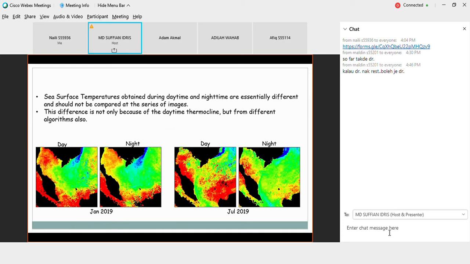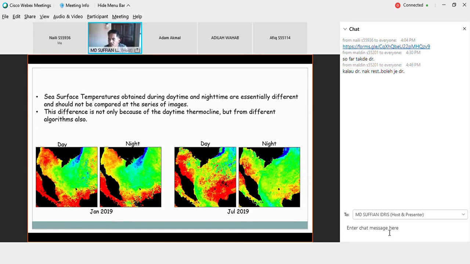Yang kadang-kadang bergantung kepada you punya application sama ada you nak pakai waktu siang ataupun waktu malam. So kalau you tengok perbezaan di antara siang dan malam, dia ada banyak perbezaan. Terutamanya di kawasan tropical kat kawasan kita dia ada diurnal temperature gradient. So the difference of temperature between day and night in the tropical region can reach up to 5 degree Celsius. Perbezaan pada waktu siang dan malam boleh mencecah sehingga 5 degree Celsius.